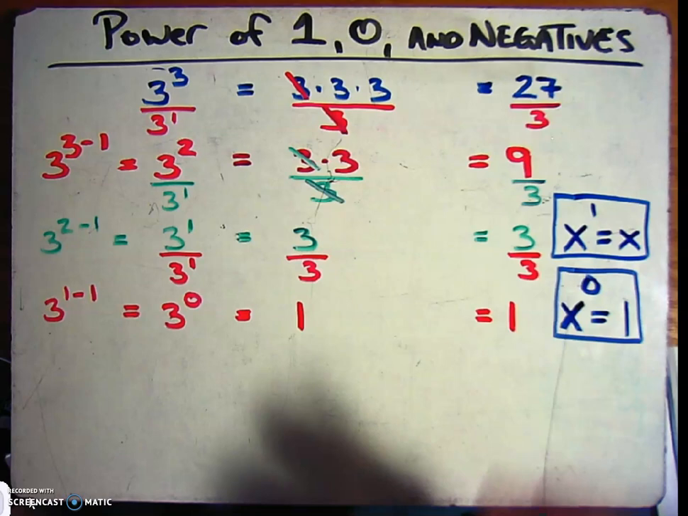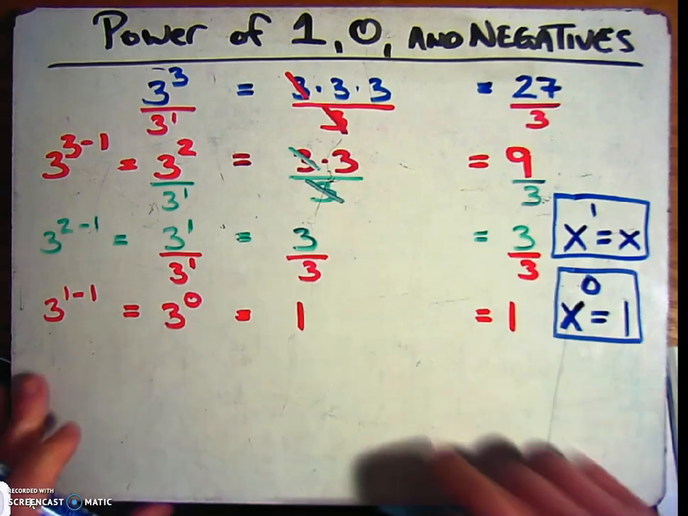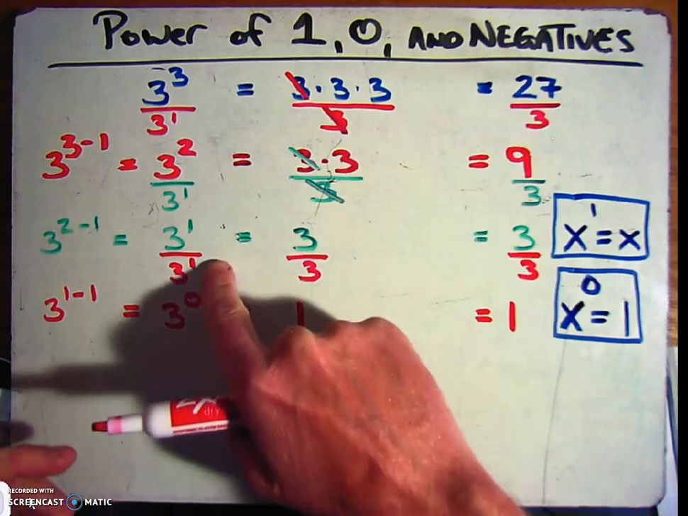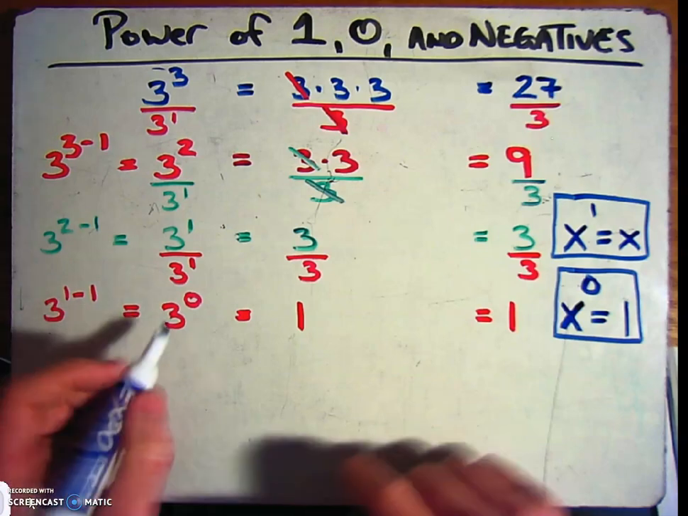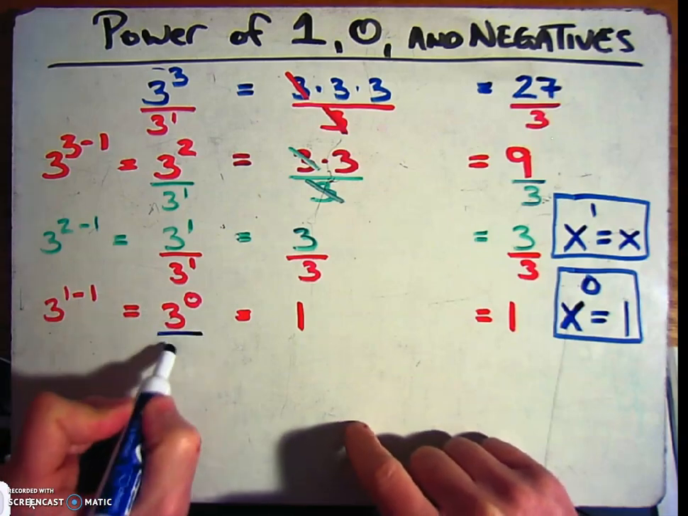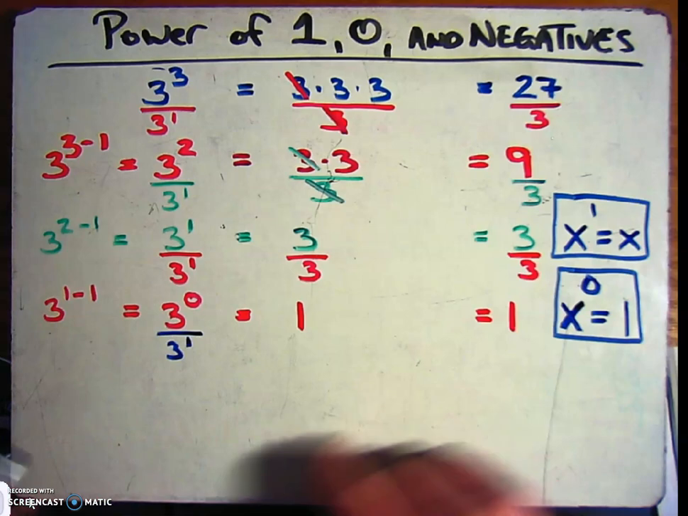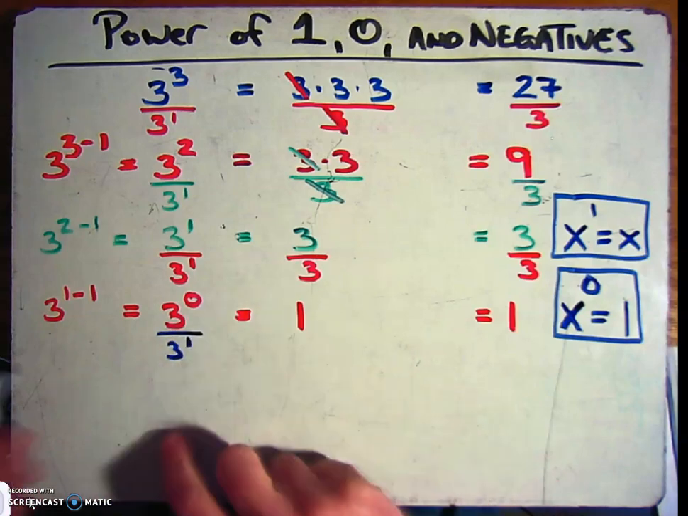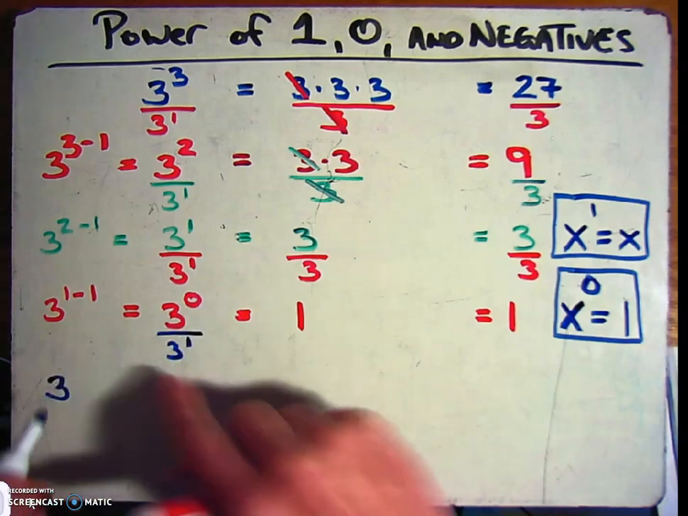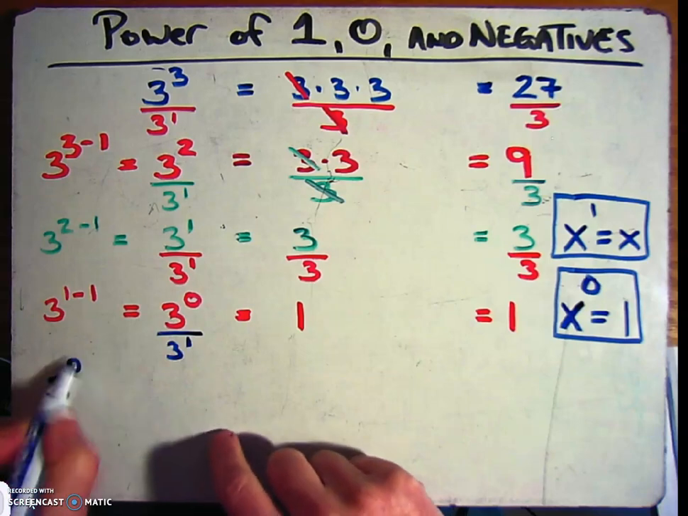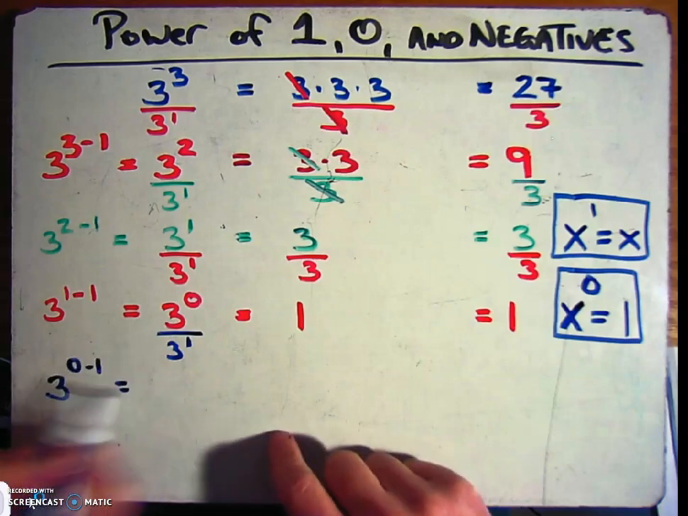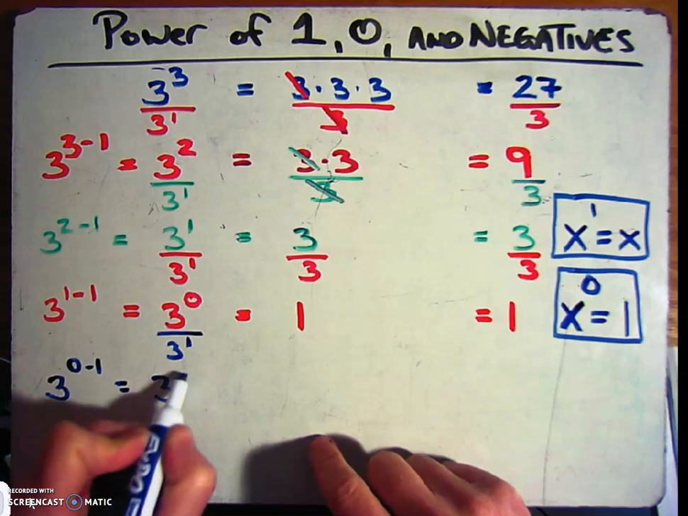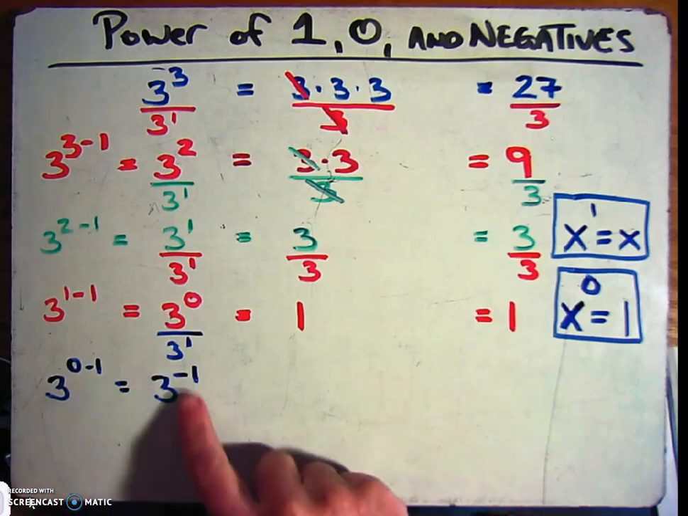Now let's continue this a couple more times. Just as we did before, I'm going to divide by 3 to the first power. Now using our division rule, this is 3, because the bases are the same, to the 0 minus 1. 0 minus 1 is negative 1. So I have a 3 to a negative exponent.